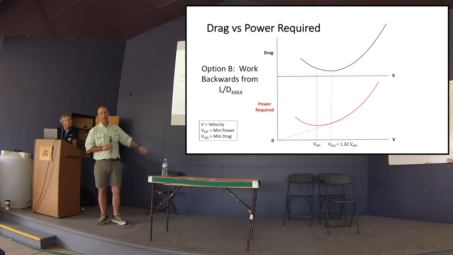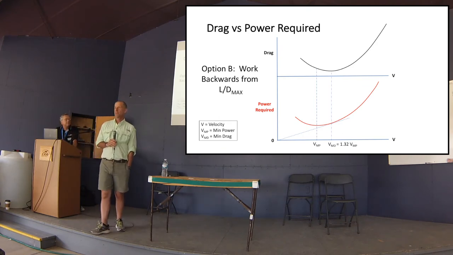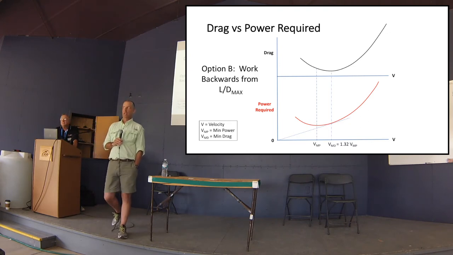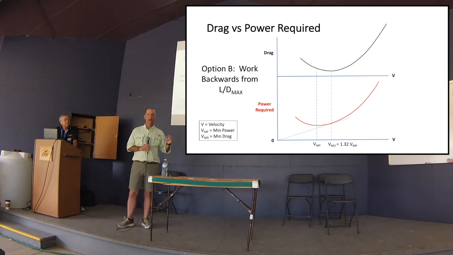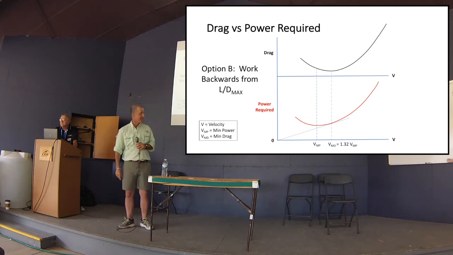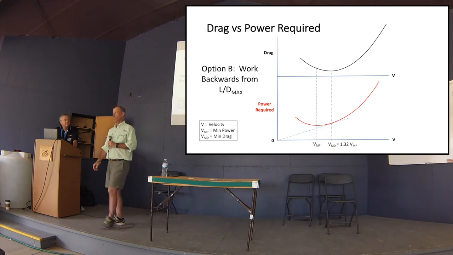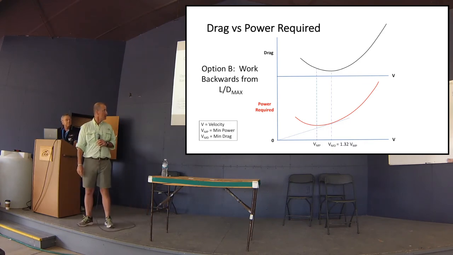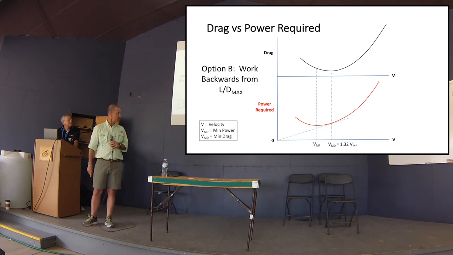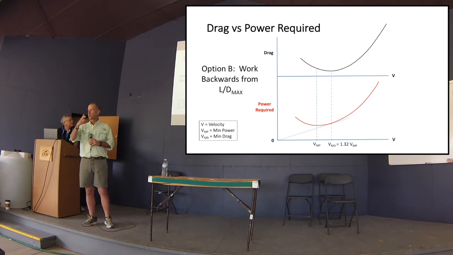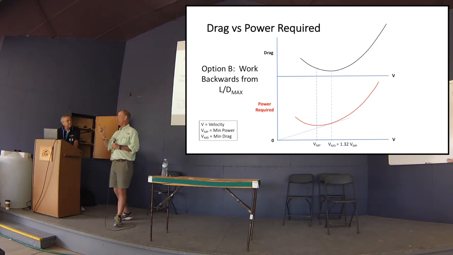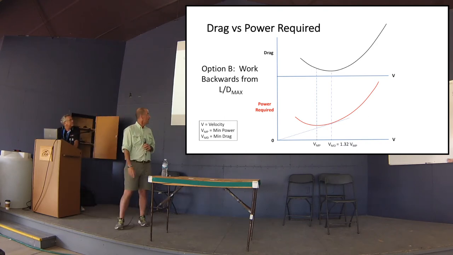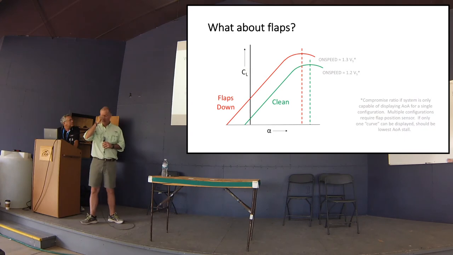But the relationship between LDmax and max power is 32%. Okay, so if you know what your LDmax speed is, and there's some simple flight test techniques for figuring that out, you can subtract 32% from that, and that's going to be the heart of the on-speed envelope. Okay? 32% faster, by the way, than LDmax is also Carson's number, so that 32% rule works both ways from that point. Next one.